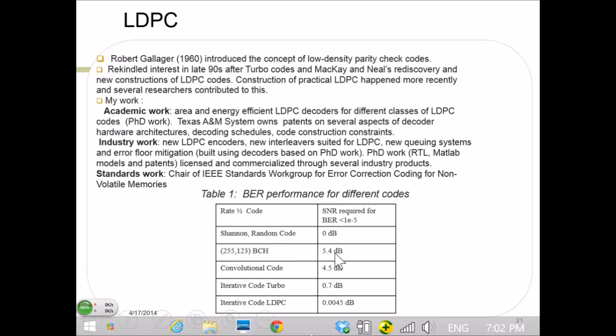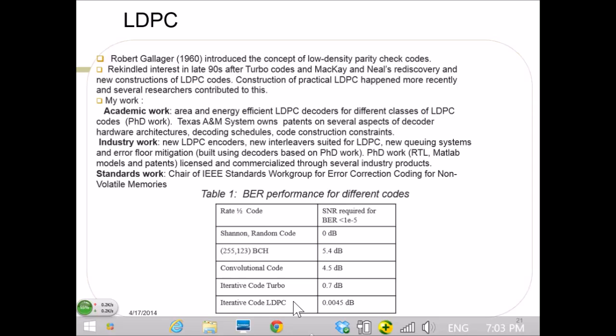Now for the BCH, you need 5.4 dB. For convolutional code, you need 4.5. And for iterative turbo code, you need 0.7 dB. Now LDPC is a little bit better than turbo, close to 0.0045 dB. The difference between turbo and LDPC is that with LDPC you can have lower complexity compared to the turbo. That's one advantage. Another advantage, especially for storage, is that turbo starts to have a severe error floor issue after 1e minus 6 or so.